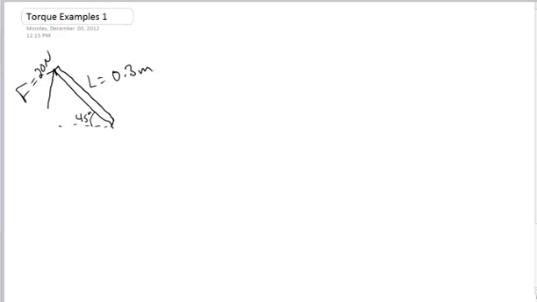Now, if I'm going to use the cross product to calculate this, I'm going to need to write my vectors out longhand. So my r vector is going to be equal to the magnitude times the unit vector. So the magnitude is 0.3 meters. The unit vector, with respect to the x-axis, we have cosine of 135. And then the cosine with respect to the y-axis is cosine 45, and with respect to the z-axis is 0.